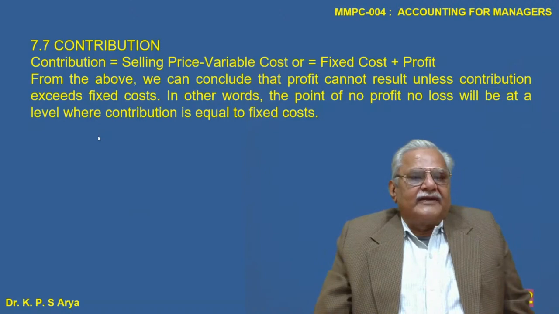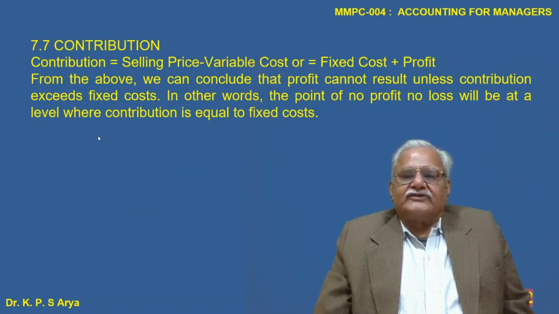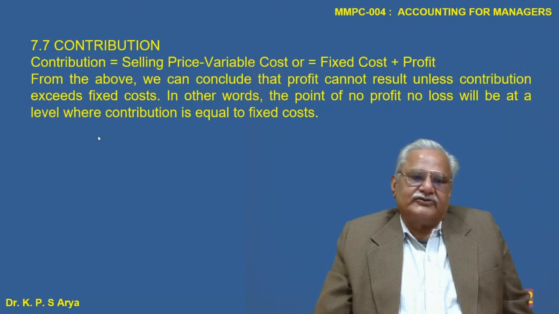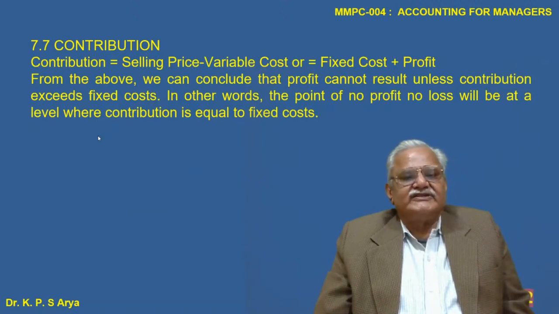Contribution. The contribution, which is selling price minus variable cost or marginal cost, is equal to fixed cost plus profit. From the above, we can conclude that profit cannot result unless contribution exceeds the fixed cost. In other words, the point of no profit or no loss will be at a level where the contribution is equal to fixed cost.